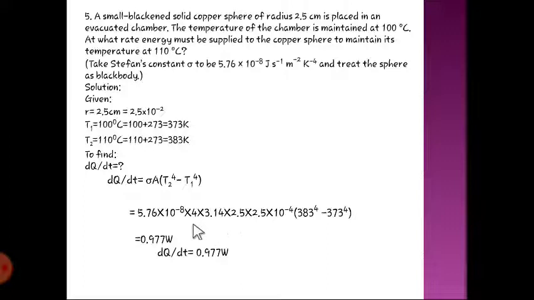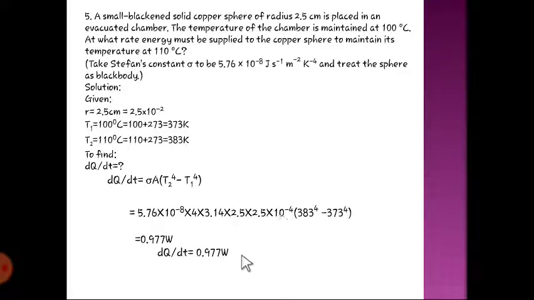So by substituting the value of sigma and the value of area, now what will be the area over here? Area is not given, as they have told a sphere is there and the radius is given. What is the area of a sphere? It should be 4 pi r square. So I am writing directly over here 4 pi, value of pi is 3.14, r square. I am writing over here 2.5 into 2.5 into 10 to the power minus 4 into bracket 383 raised to 4 minus 373 raised to 4.